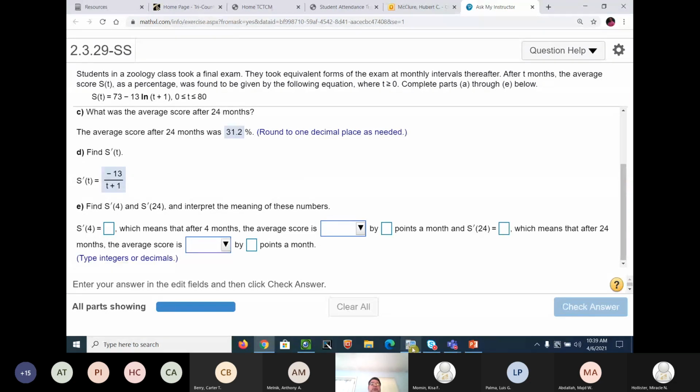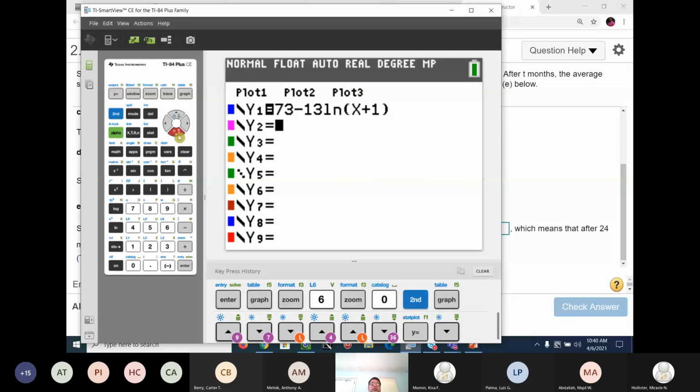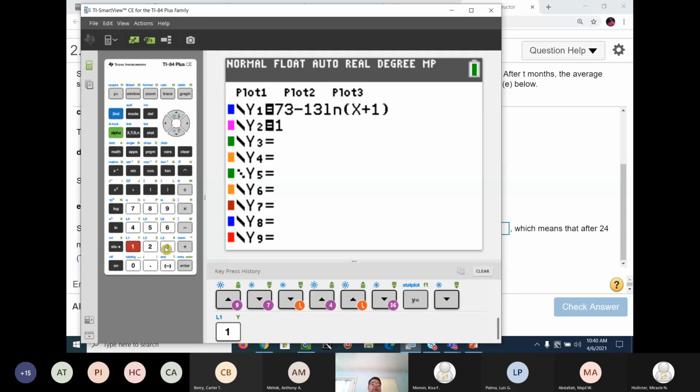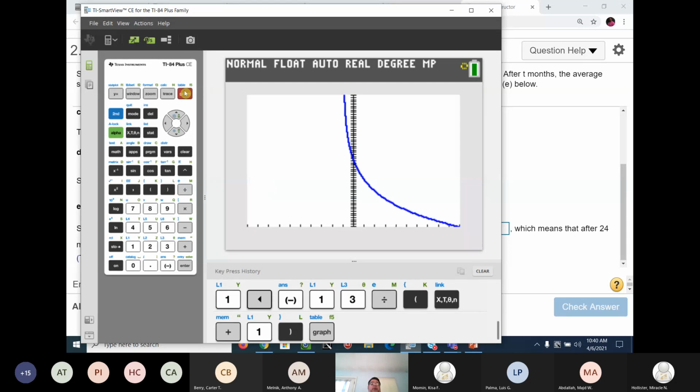Y is equal to, and we're going to do that in magenta. And that's going to be negative 13 over t plus 1. And graph. And table.